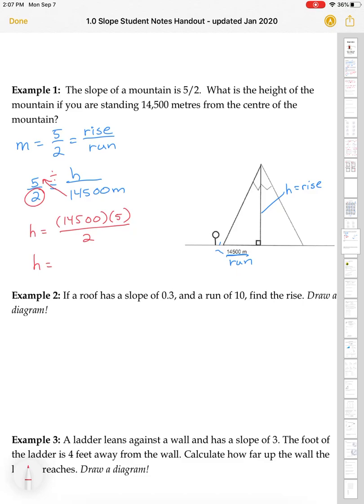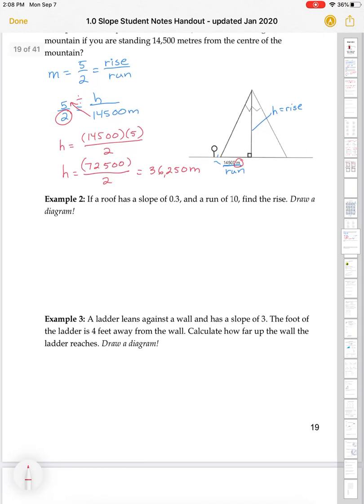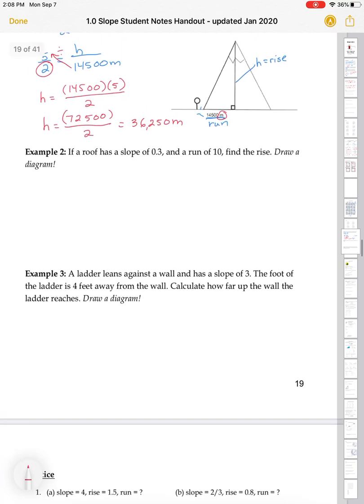So let's multiply that. 14500 times 5. So I get 72500 over 2. So I divide that by 2, and I get 36250. And I know it's going to be in meters because it's going to be in the same units that my run was. Okay? So that would be an example of how we can use slope to solve problems.